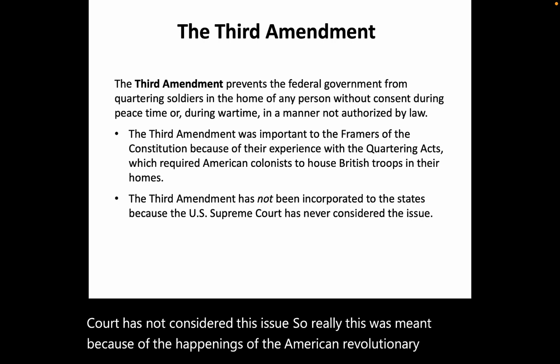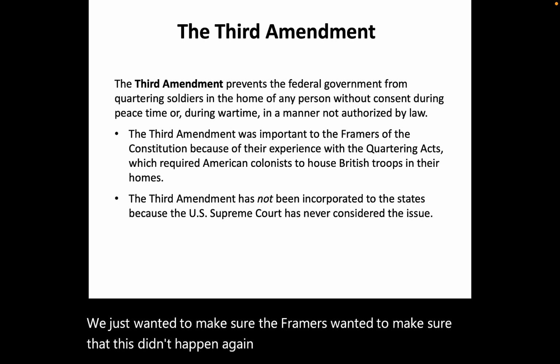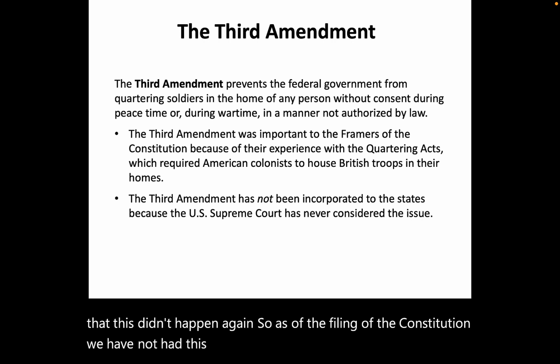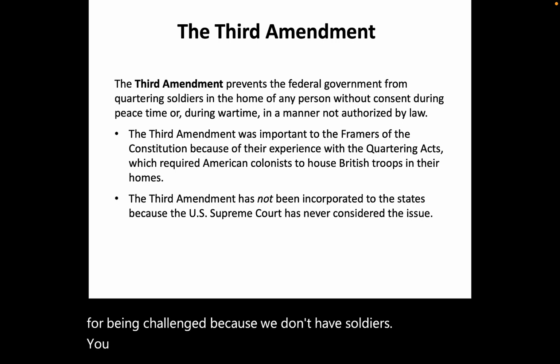The framers wanted to make sure that this didn't happen again. So since the founding of the Constitution, we have not had this amendment go up to the courts to be challenged, because we don't have soldiers telling us to let them house themselves in our own homes.